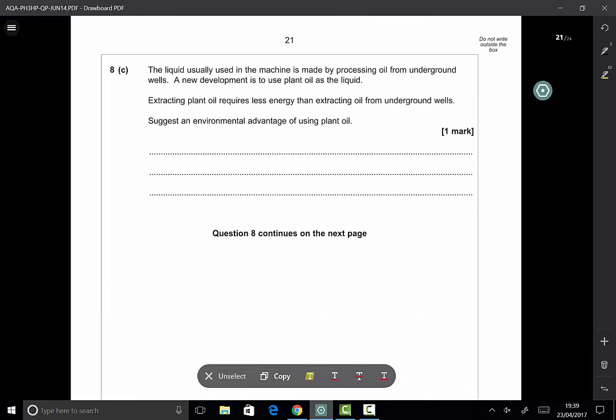The liquid that's usually used in the machine is made by processing oil from underground wells. A new development is to use plant oil as the liquid. Extracting plant oil requires less energy than extracting oil from underground wells. What is an environmental advantage of using plant oil? Okay, so using plant oil, we're not going to burn the oil in this situation, so we can't talk about carbon dioxide and pollution. But what we don't need to do is mine for the oil.